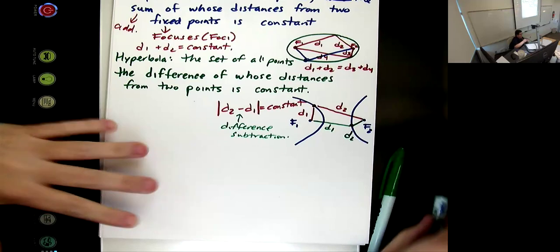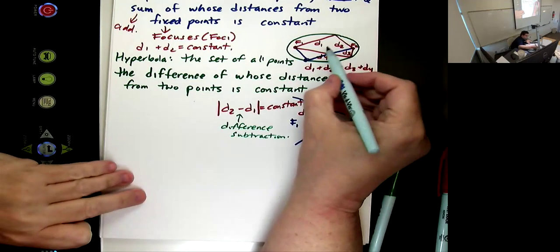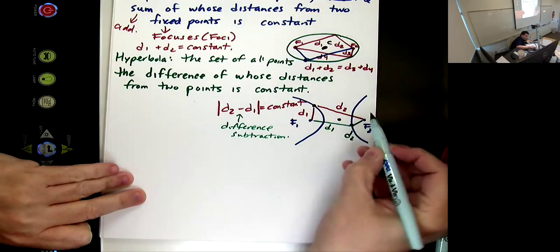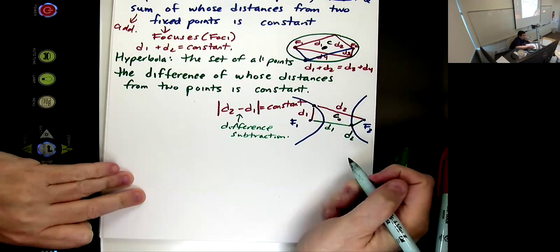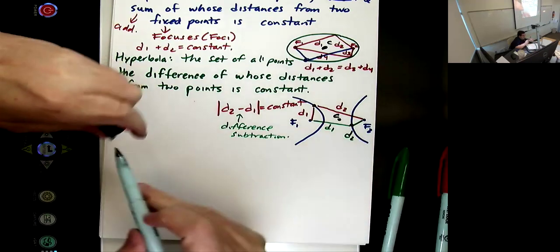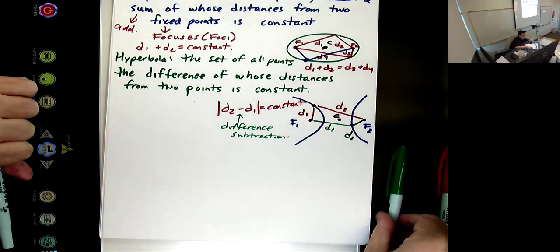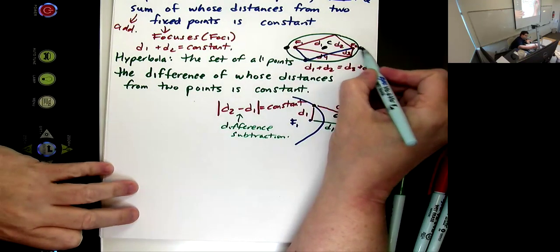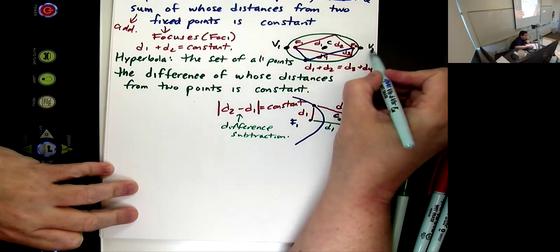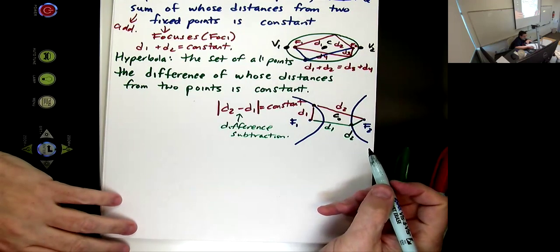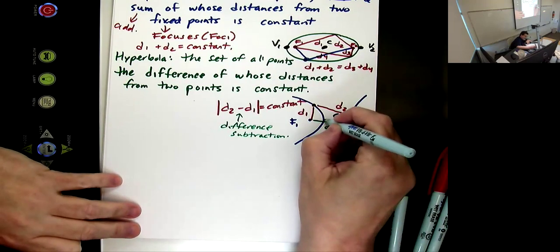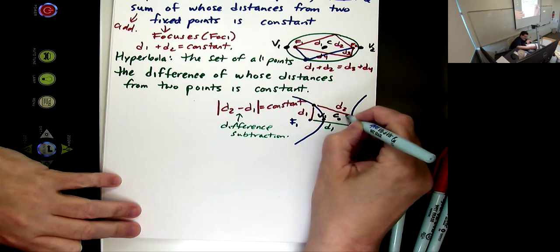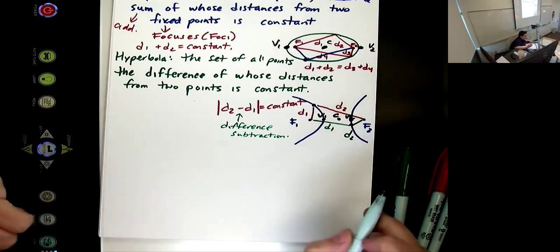Now, let's take a look at where the center is. The center on the ellipse is here, the center on the hyperbola is here. Where are the vertices? Vertex 1 and 2 are on the endpoints of the major axis there. And here, B1 and B2 are like the vertices of the inner parabola shapes.